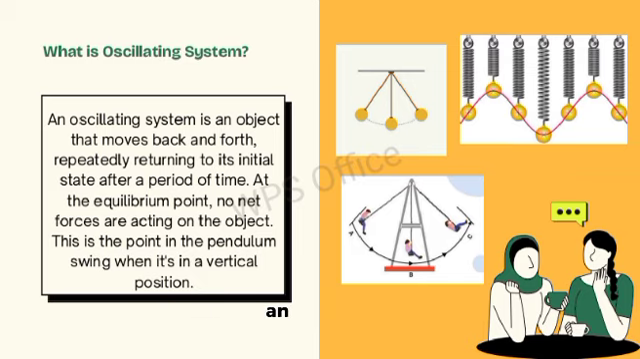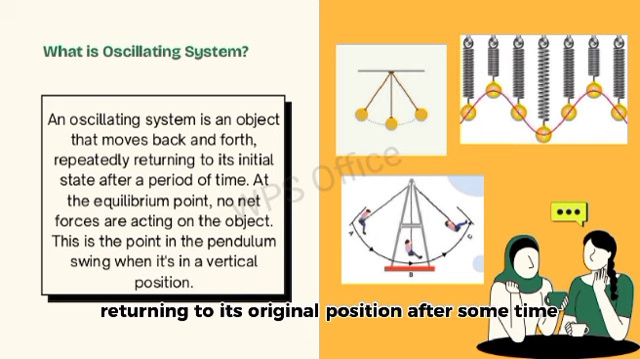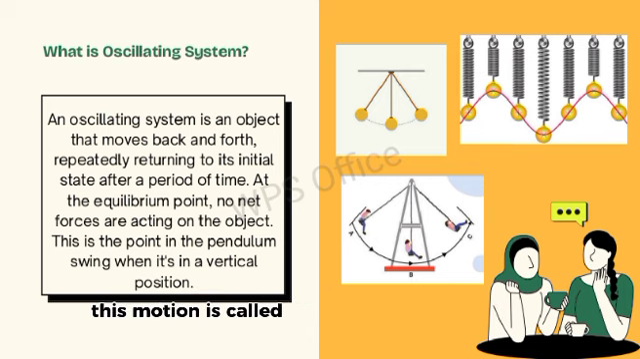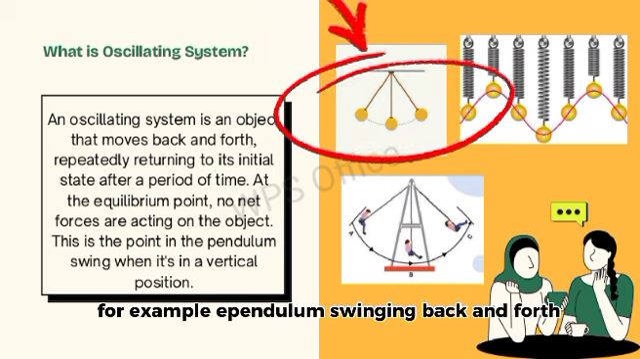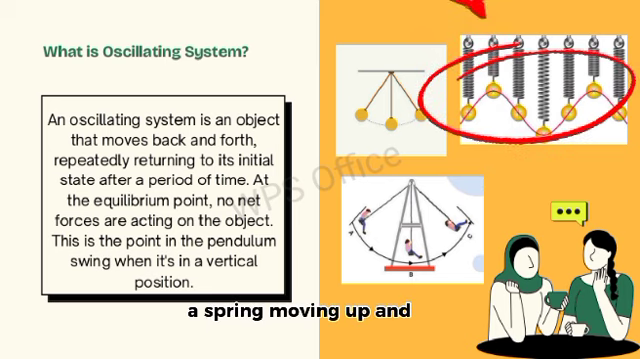motion. An oscillating system is an object that moves back and forth repeatedly, returning to its original position after some time. This motion is called oscillation or periodic motion. For example, a pendulum swinging back and forth, a spring moving up and down.